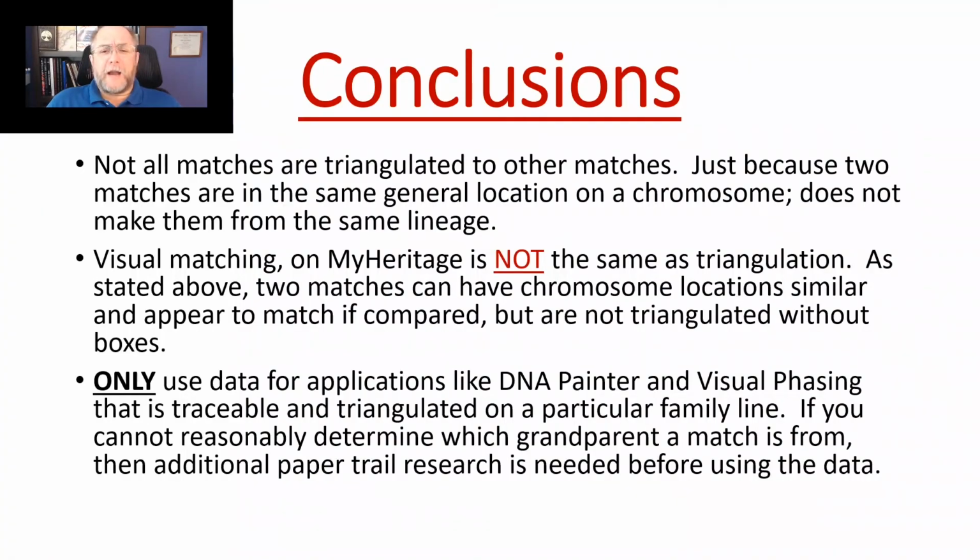Only use data for applications like DNA Painter and visual phasing that is traceable and triangulated on a particular family line. If you cannot reasonably determine which grandparent a match is from, then additional paper trail research is needed before using the data. You don't want to use every piece that you find. Just because a person appears to match the same person as you do could be on different lines, and most likely are if you don't see the triangulation symbol.